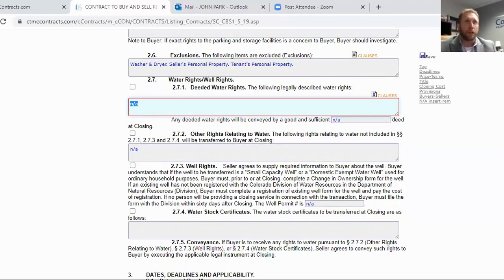And that could be a number of different things. It could be a household use. It could be a domestic use. It could even be a commercial or agricultural use. All of those have very different types of well permits.